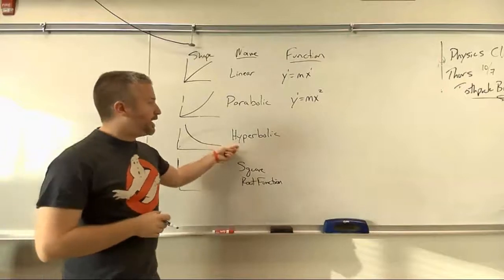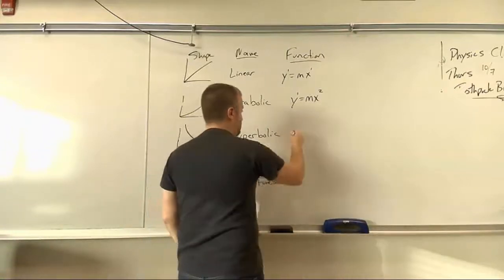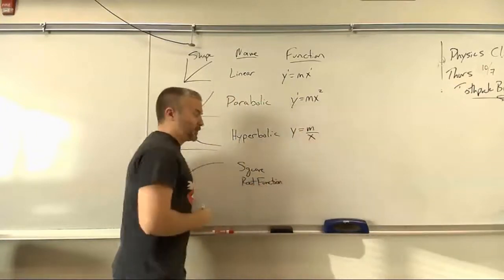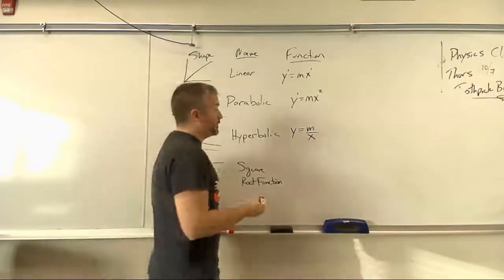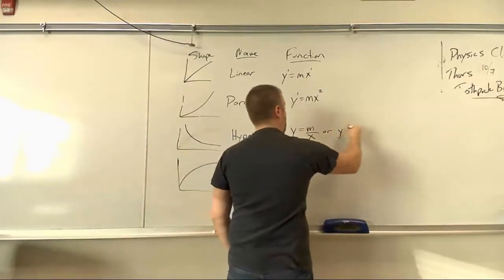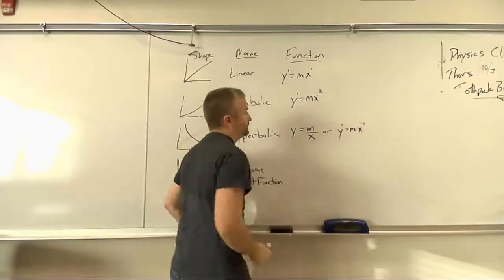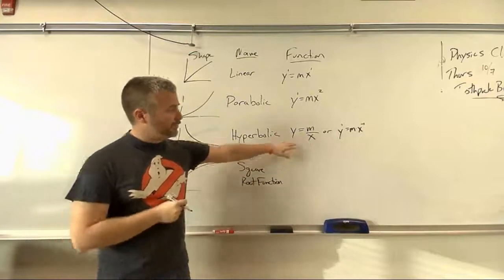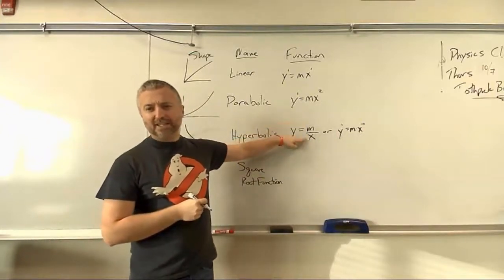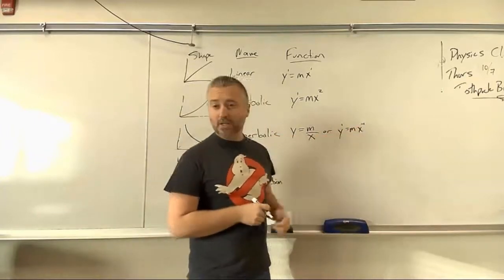The hyperbolic function, I'm going to write it two ways, as should you in your notes. I'm going to write it the easier way, y equals m divided by x. The other way I'm going to write it, real quick, is just to show you what I've been talking about here, and that is y equals m times x to the negative first. Again, it might be confusing to see the x here because you go, it's to the first, I don't see anything. But the fact that it is underneath the fraction actually means it is x to the negative first.